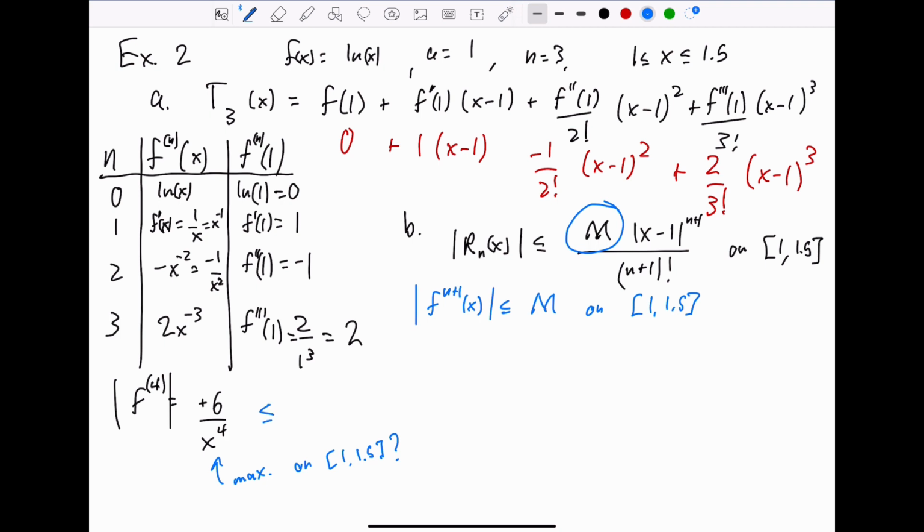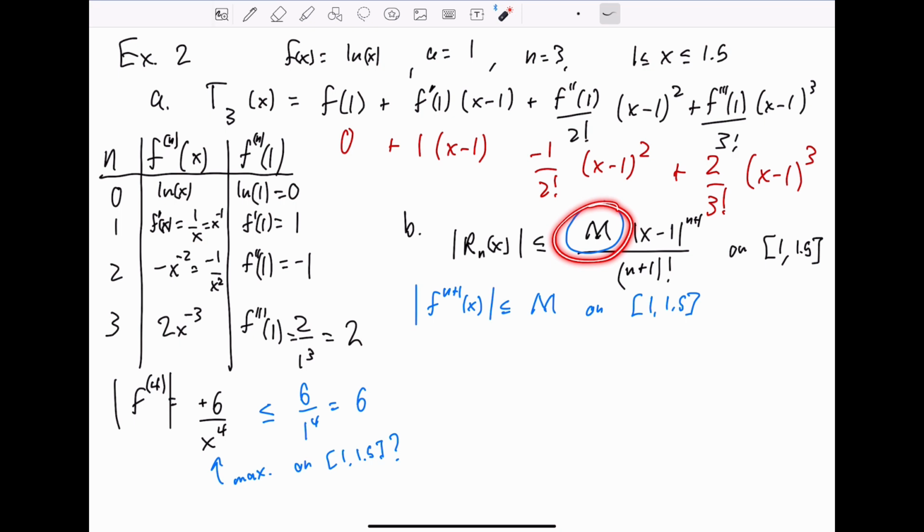So this will always be less than or equal to 6 divided by 1 to the fourth, which is just 6. 6 is an upper bound on this function from 1 to 1.5. The function is decreasing on the interval from 1 to 1.5, so its largest value will occur at the smallest value for x. So we have M equals 6.